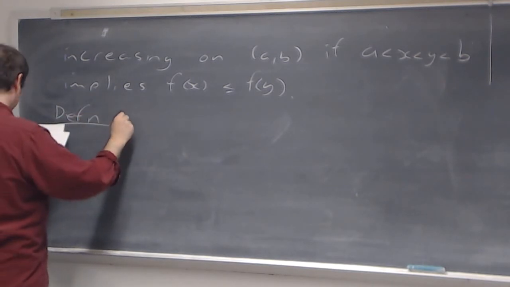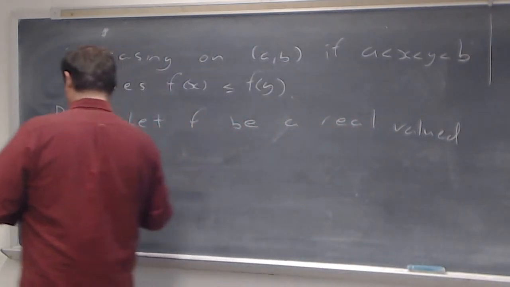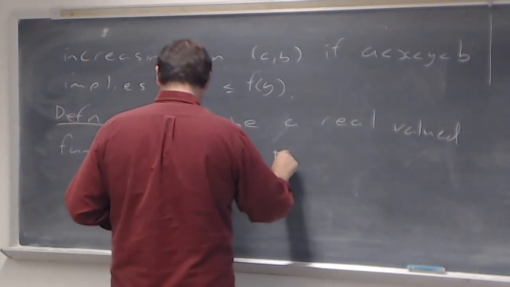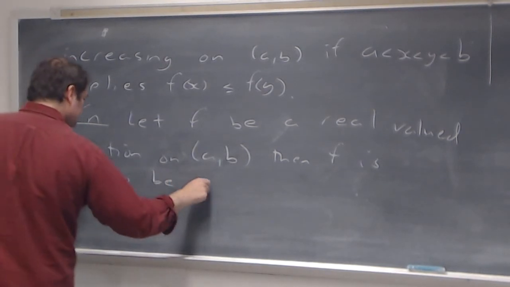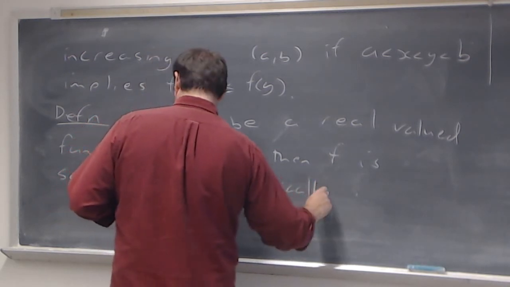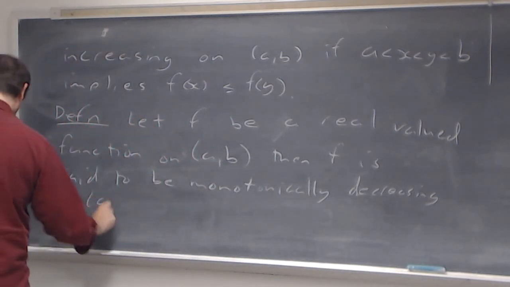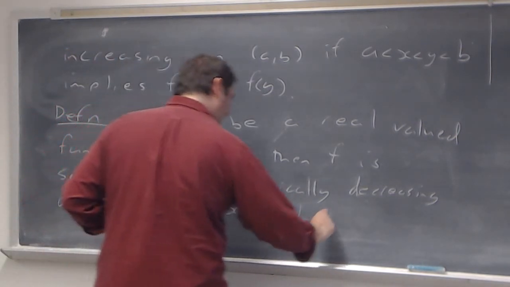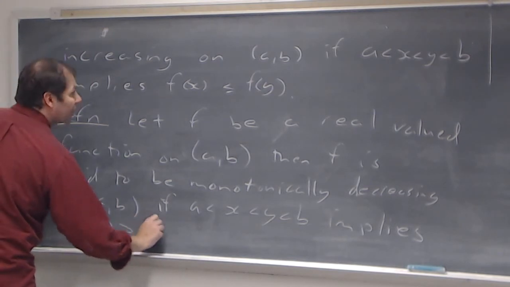We have monotonically decreasing. So we let f be a real valued function on a to b, then f is said to be monotonically decreasing on a to b if a less than x less than y less than b implies that f of x is going to be greater than or equal to f of y.